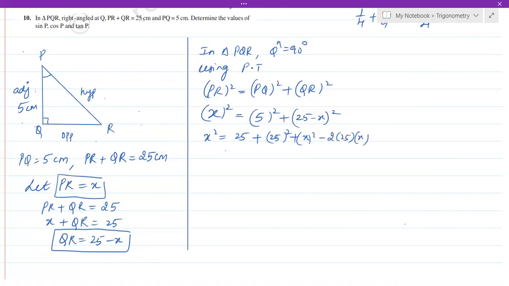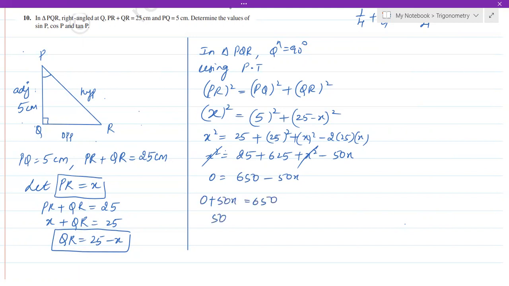Okay. Now X square as it is, 25 plus 25 square is 625, plus X square minus 25 into 2 is 50X. Now if you observe, X square and X square get cancelled. So you'll be left with 0 equals 25 plus 625, which is 650, minus 50X. Move 50X to the other side. It will become 0 plus 50X is equal to 650.